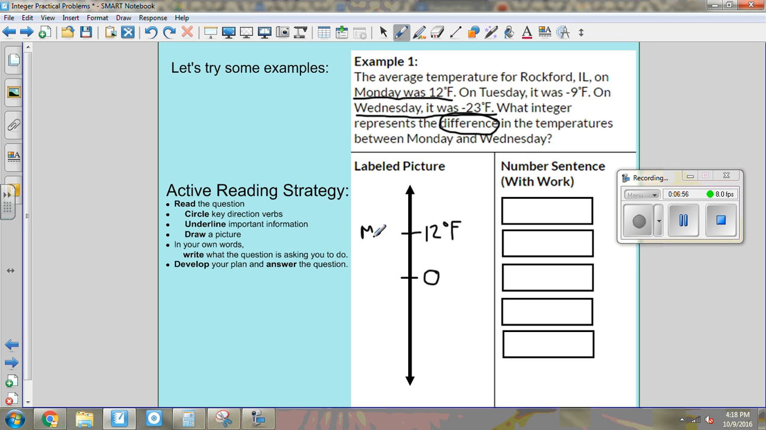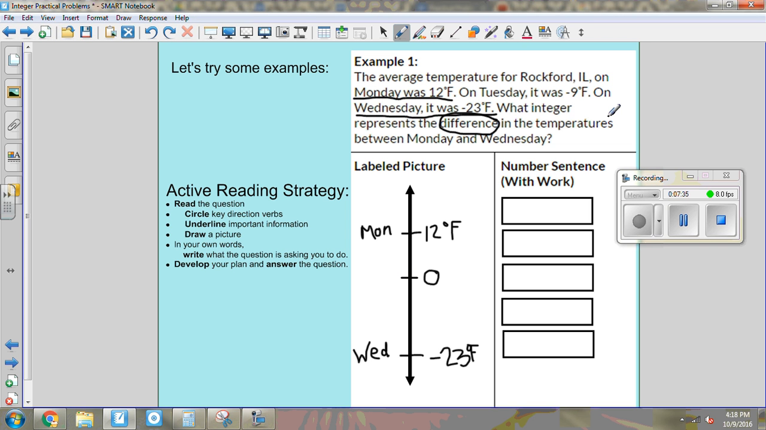I'm going to write myself a little note on my picture. The next key information that I have is that on Wednesday, it was negative 23 degrees Fahrenheit. So someplace below 0, I'm going to make a mark on my thermometer, negative 23 degrees Fahrenheit. And then I'm going to make myself a note that this is for Wednesday. Now again, our problem gave us a bunch of information. It talked about the city, it talked about Tuesday's temperature, but that actually doesn't have anything to do with what they're asking us. We just want to know what the difference is between Monday and Wednesday.